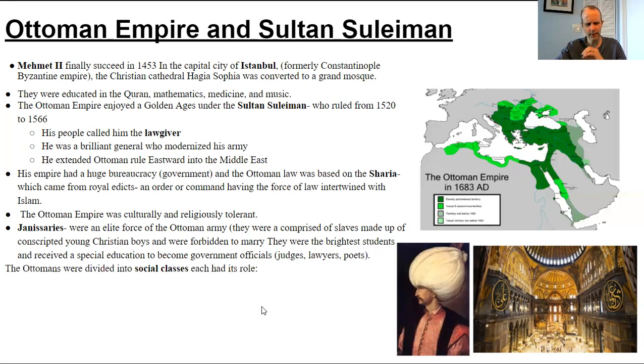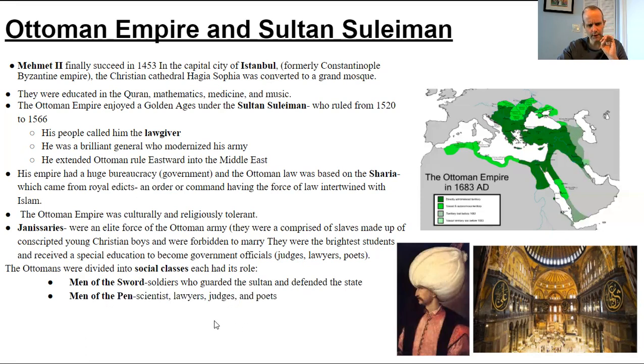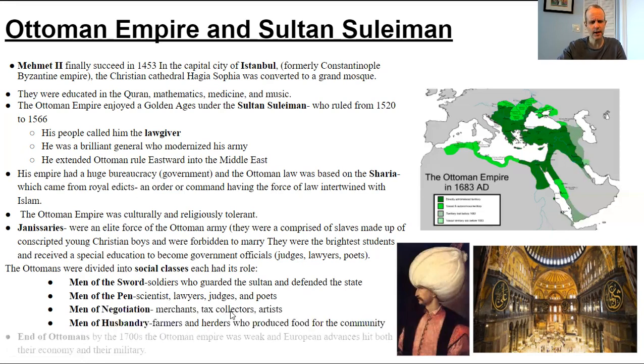The Ottomans were divided into social classes, and each had their role. You had the men of the sword, which would basically be the ones that guarded the Sultan or the army. You had the men of the pen, which were the lawyers, judges, poets, right? You had the men of negotiation, which were the merchants and tax collectors. And you had the men of husbandry, which are farmers and herders, who produced food for the community.